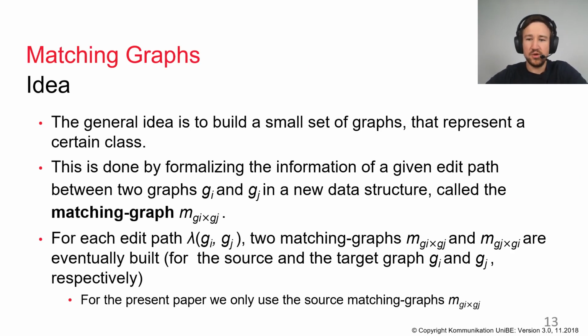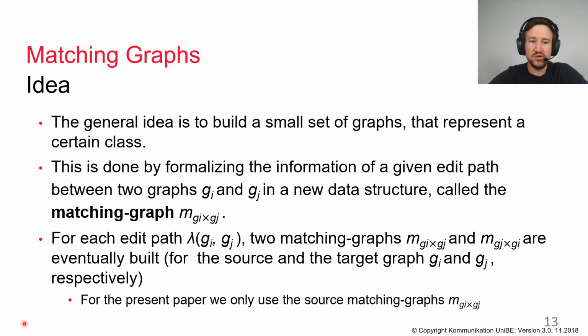Okay, so what are these matching graphs? The general idea is to build a small set of graphs that are able to represent a certain class, and we build those matching graphs by formalizing the information of a given edit path between two graphs Gi and Gj in a new data structure, which we call the matching graph.